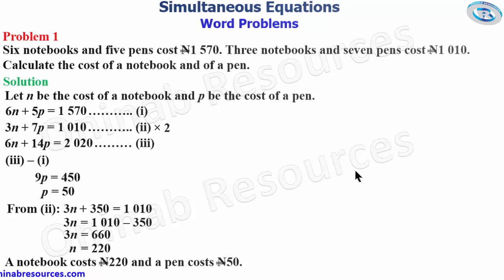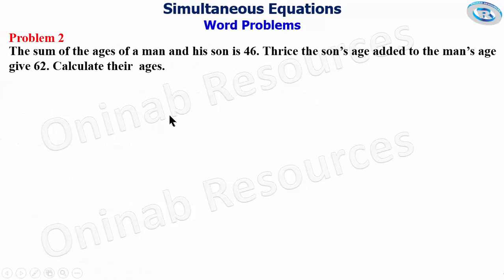We then go to problem 2. For problem 2, the sum of the ages of a man and his son is 46. Thrice the son's age added to the man's age give 62. Calculate their ages. If you look at this, we have the first sentence and the second sentence. The first sentence will give us the first equation, and the second sentence gives the second equation, which we are going to solve simultaneously to get their ages.